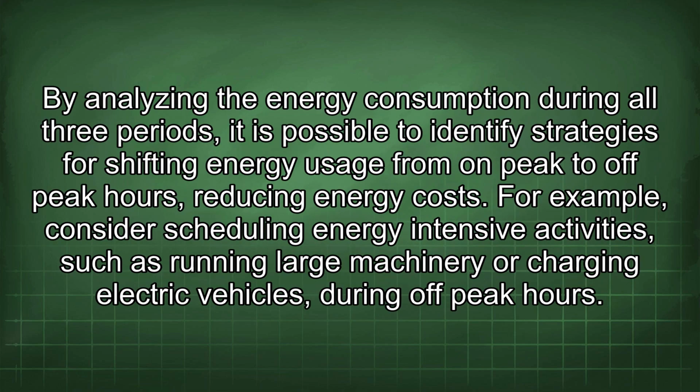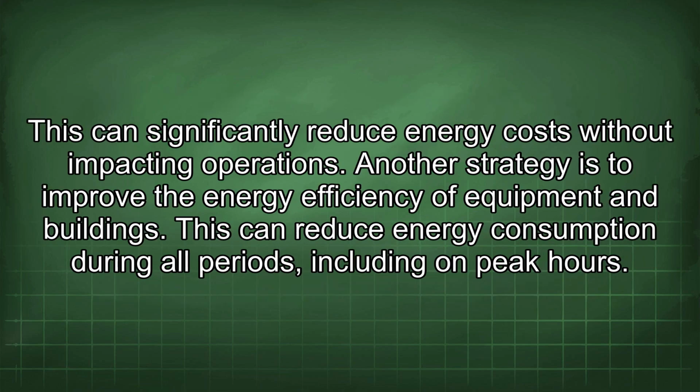By analyzing the energy consumption during all three periods, it is possible to identify strategies for shifting energy usage from on-peak to off-peak hours, reducing energy costs. For example, consider scheduling energy-intensive activities, such as running large machinery or charging electric vehicles, during off-peak hours. This can significantly reduce energy costs without impacting operations.